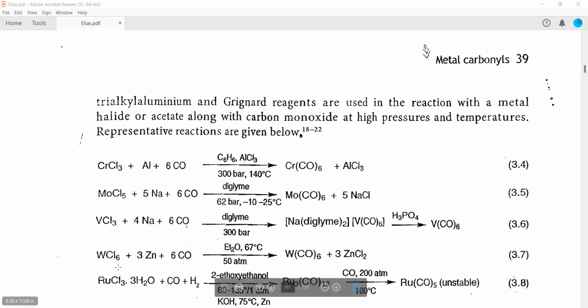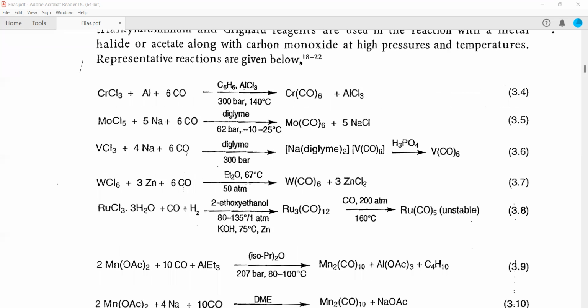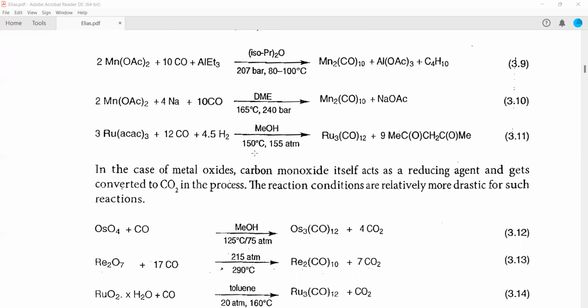Similarly, you can go through each one of these. You need a metal precursor, a reducing agent, and carbon monoxide at high pressure and temperature. Sometimes the temperature is negative as well. So it depends. In different solvents, you can get the metal carbonyls.